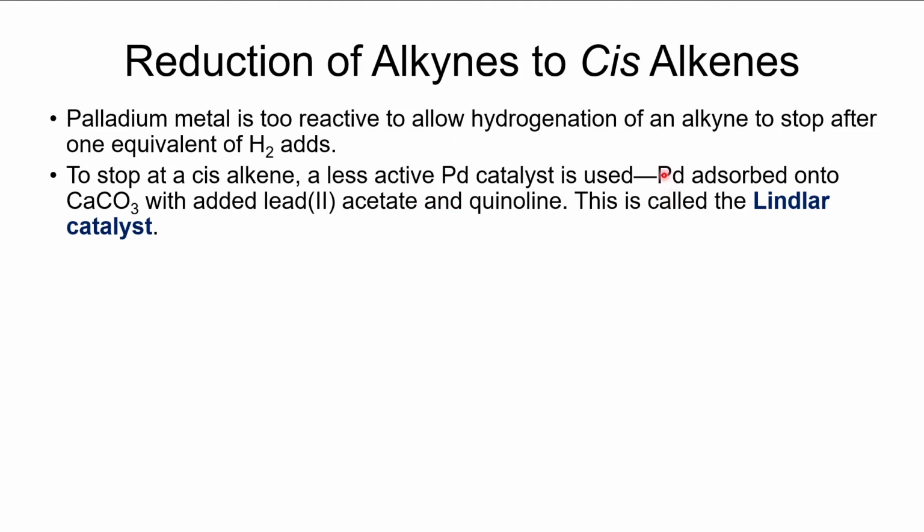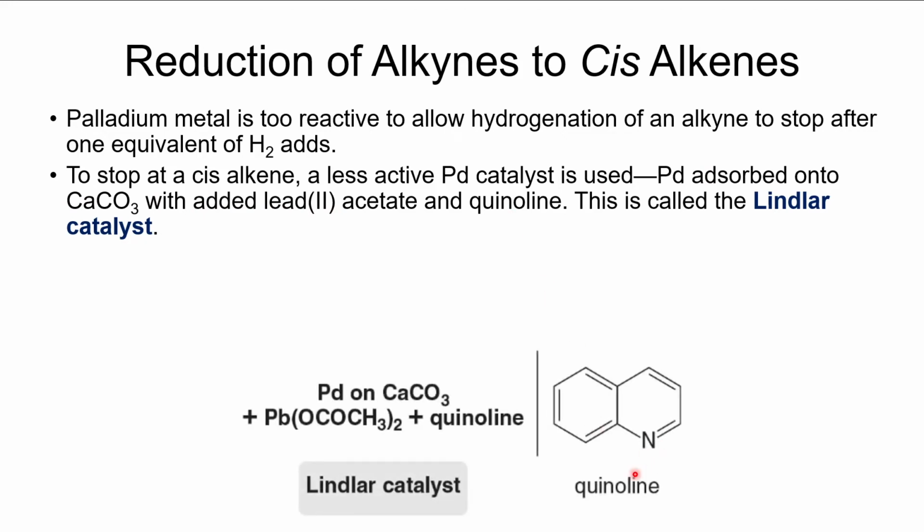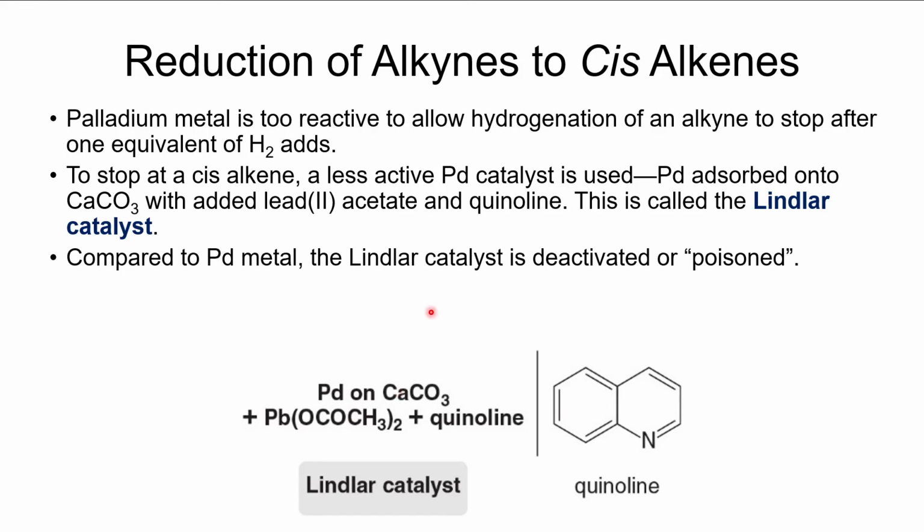We can do that by absorbing the palladium onto the surface of calcium carbonate. Calcium carbonate's a solid. And then that calcium carbonate is going to have some lead(II) acetate and some quinoline. And this is what quinoline looks like. And then the lead(II) acetate is just Pb(OCOCH3)2. So there are 2 of those acetates that go with the palladium. And it turns out that this particular concoction of materials will deactivate the palladium just enough so that you only get one addition. So when it's deactivated, we say that it is poisoned.